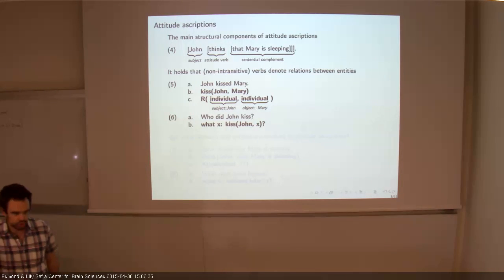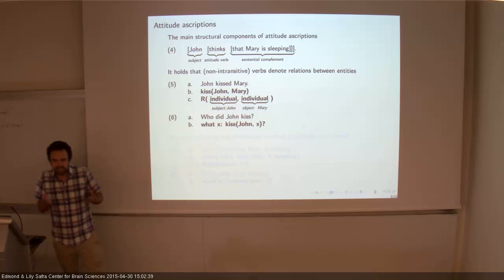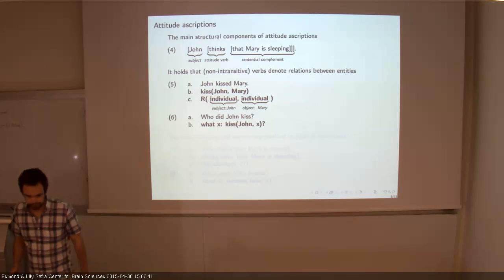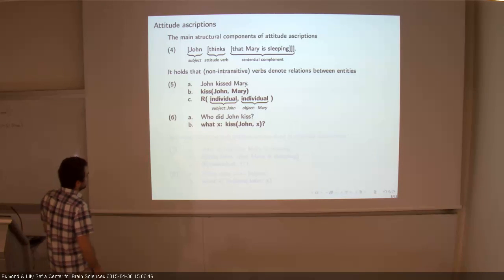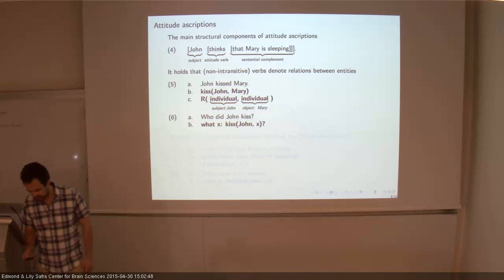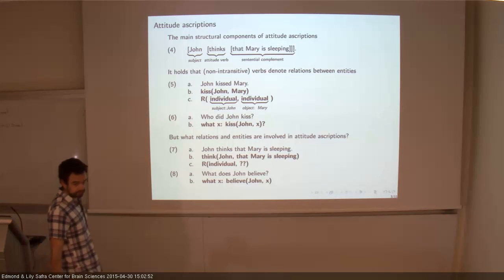So this is much ado about a very simple thing, namely, predicates like kiss denote relations. Now let's continue to the actual types of sentences and expressions that we are interested in here. Namely, John thinks that Mary is sleeping.